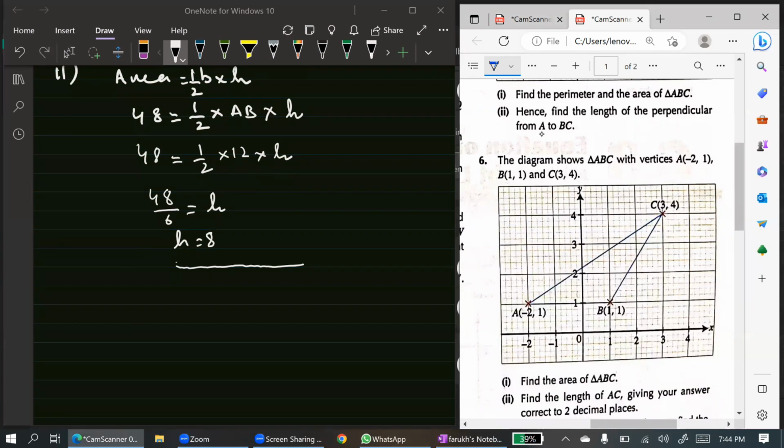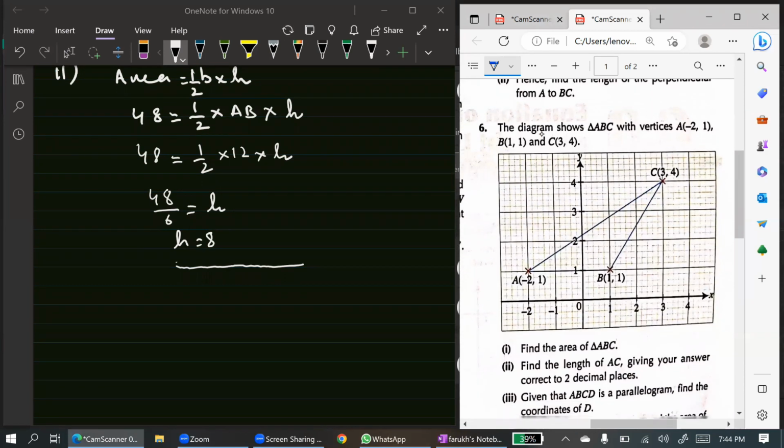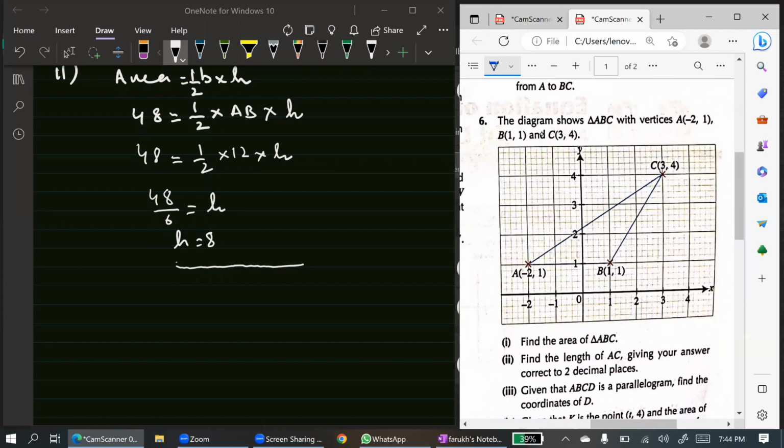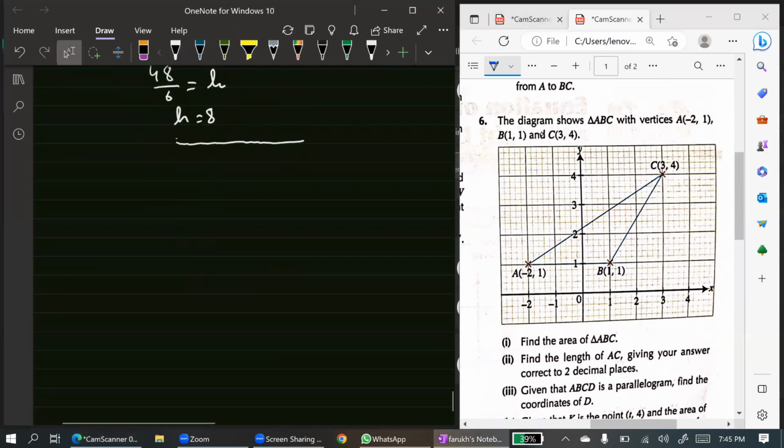For area, we only have to put the formula and then put in the values. Yes, we will use the traditional formula. Area is equal to base into height. Okay. Now question number 6.